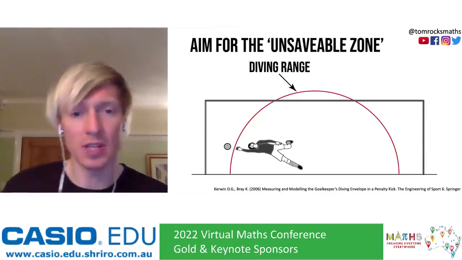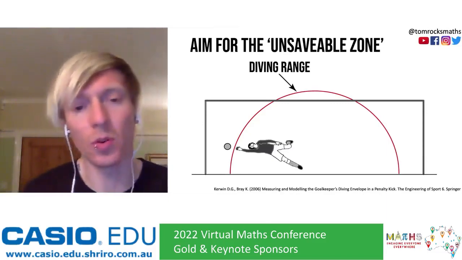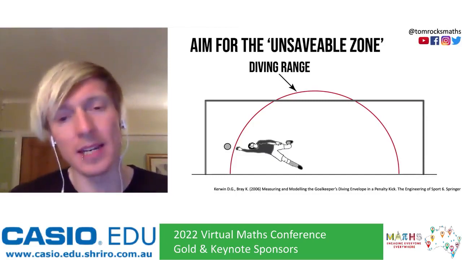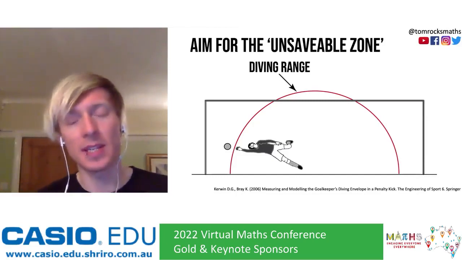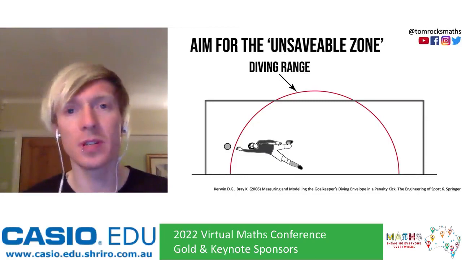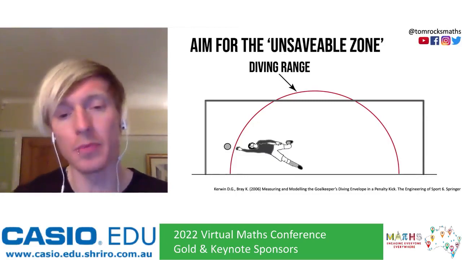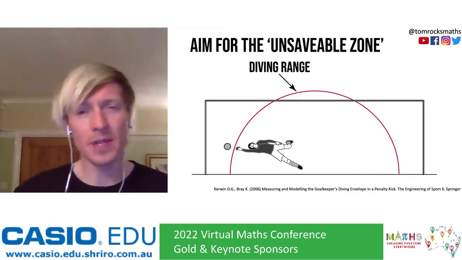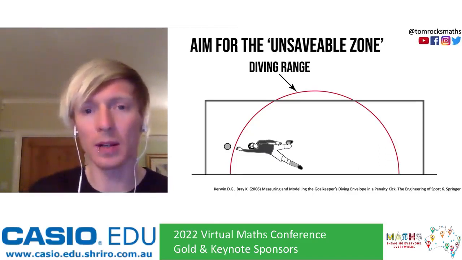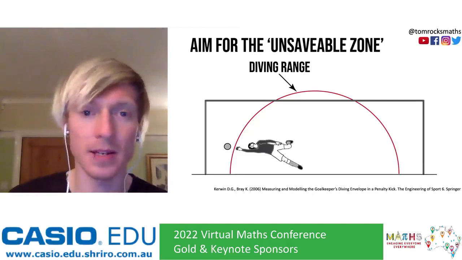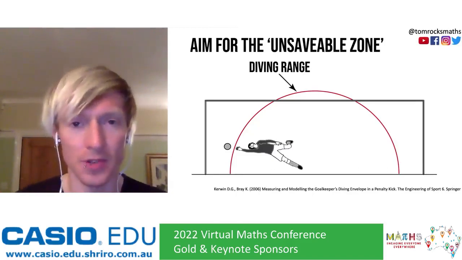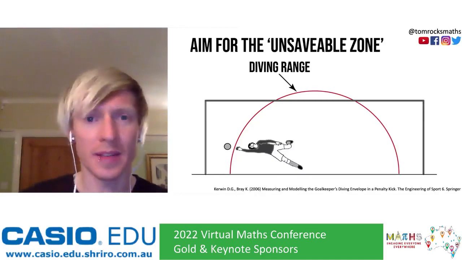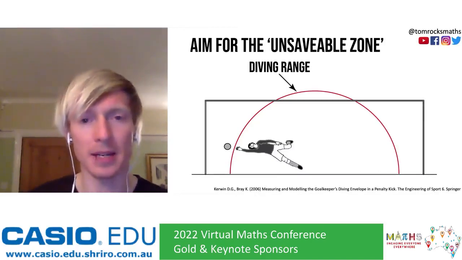And the average was this red line. So this was called the diving range. And the area outside of the diving range that is still within the goalposts, that is what was called the unsavable zone. From the physical perspective, you're saying, well, clearly it should be better to aim for the unsavable zone, outside of the diving range. And then if you actually look at the data, this was completely backed up.